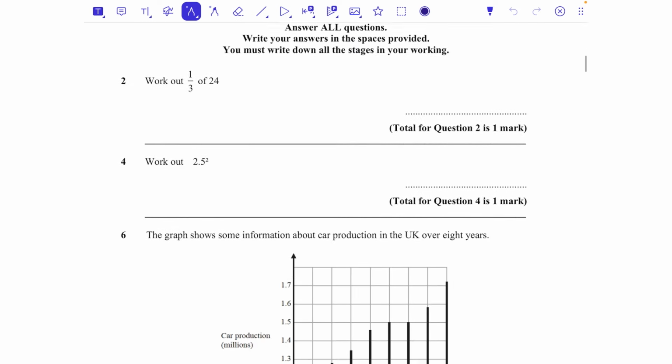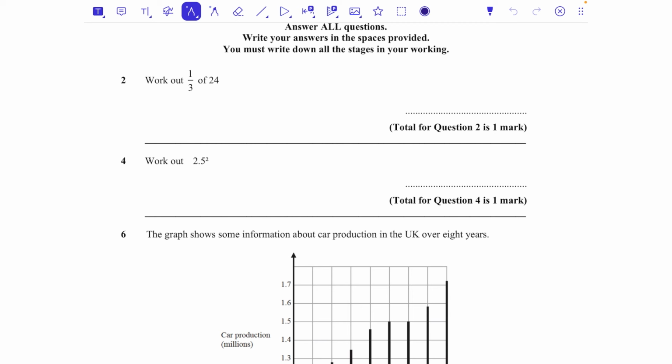So let's go. Question number two, work out a third of 24. Now, when you want a fraction of a number, you divide by the bottom, and then times that answer by the top. So divide by the bottom, and that would be 8 in this case, 24 divided by 3 is 8. And then whatever that answer is, you times it by the top. But in this case, we just wanted one lot of 8, so 8 would be your answer. A third of something is the same as dividing by 3.